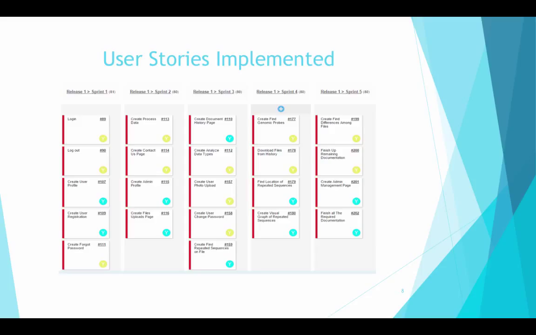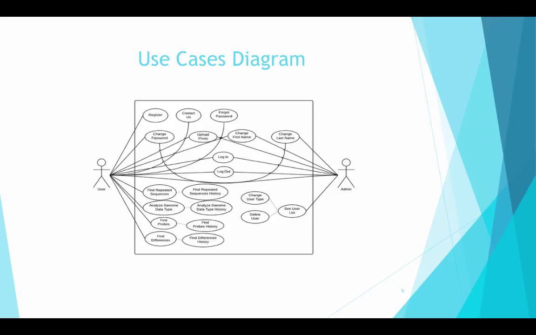Now we are showing the user stories that the team implemented during this semester. We had a total of 5 sprints. This is the use cases diagram for the implemented user stories. Our system will have 2 actors, users and an admin.